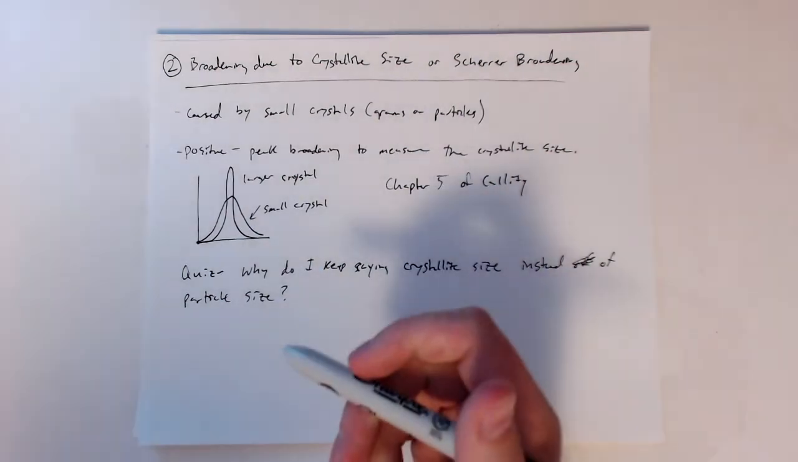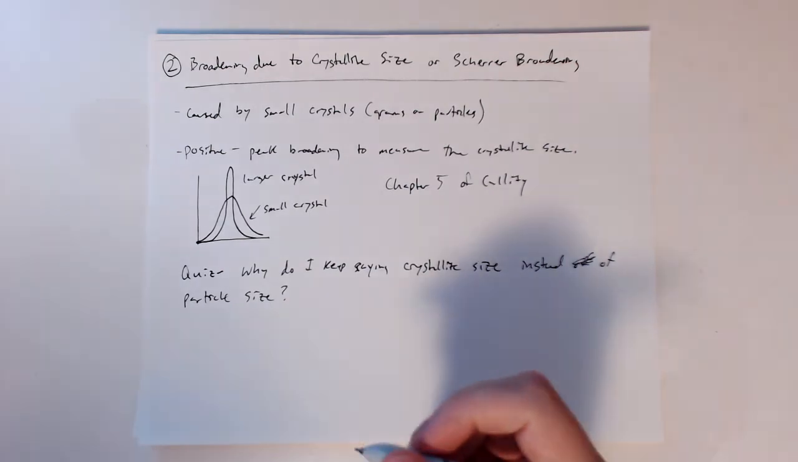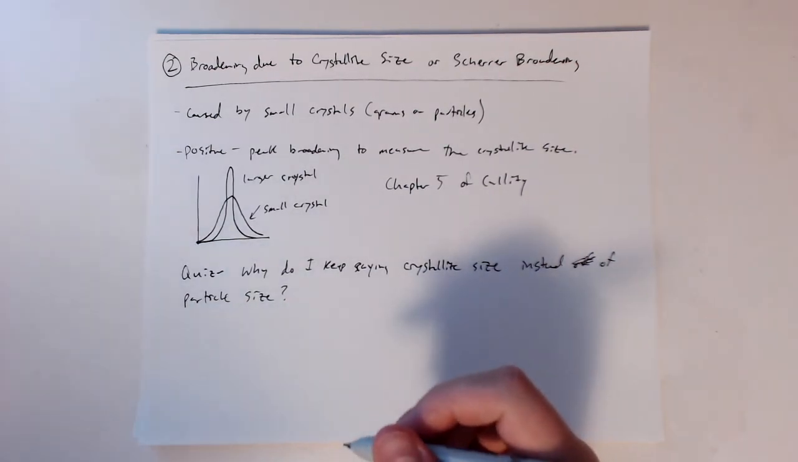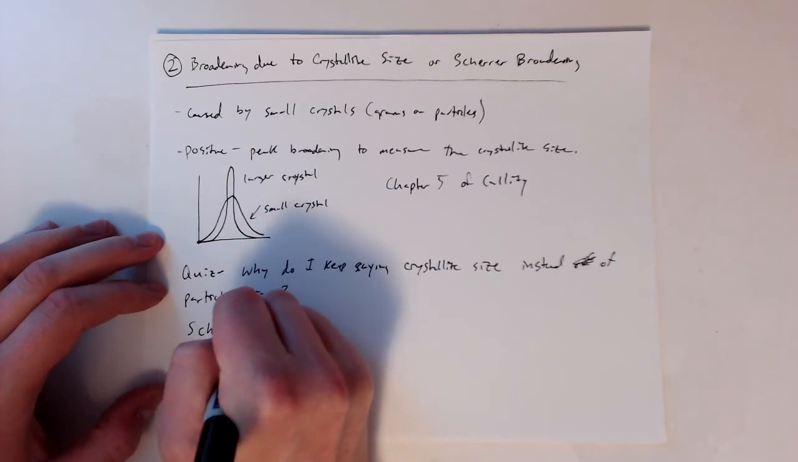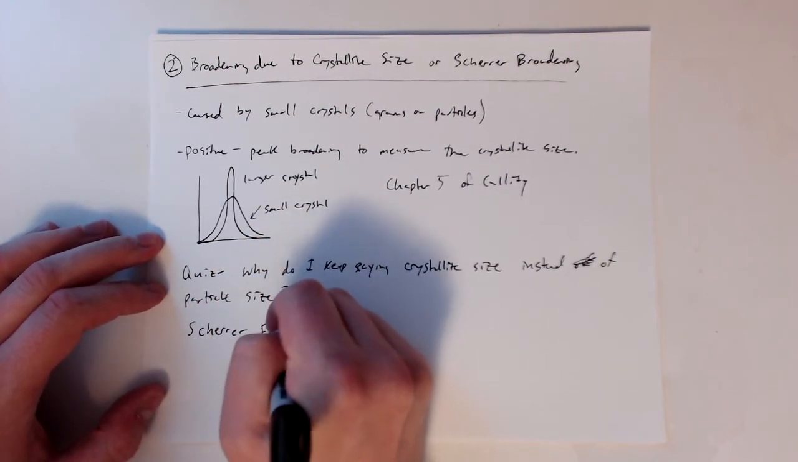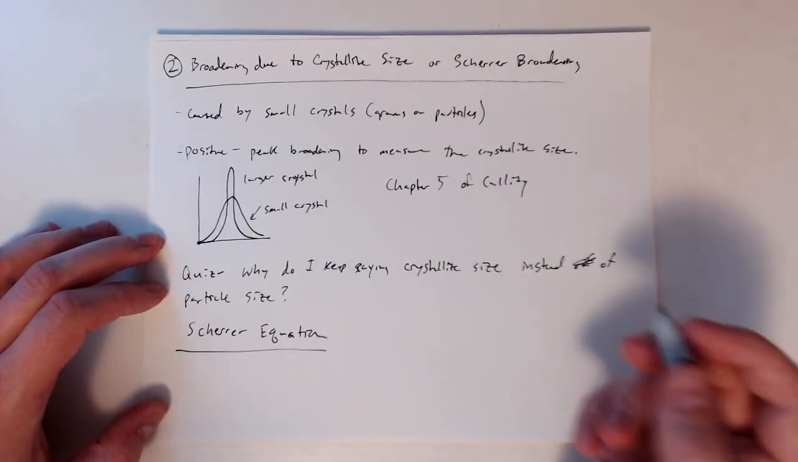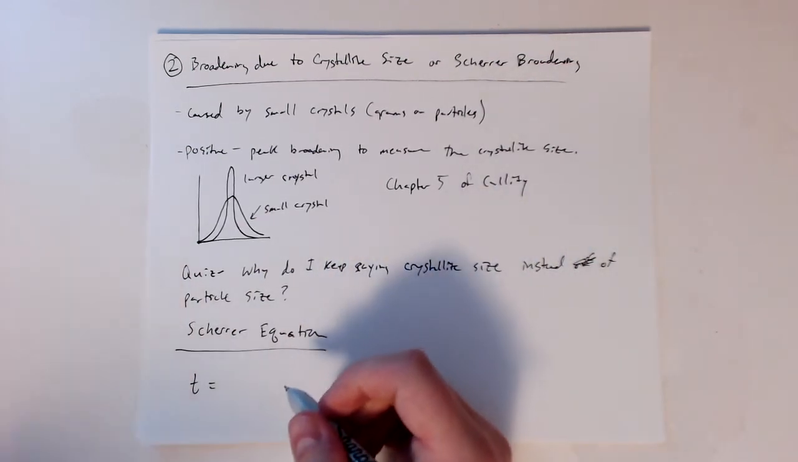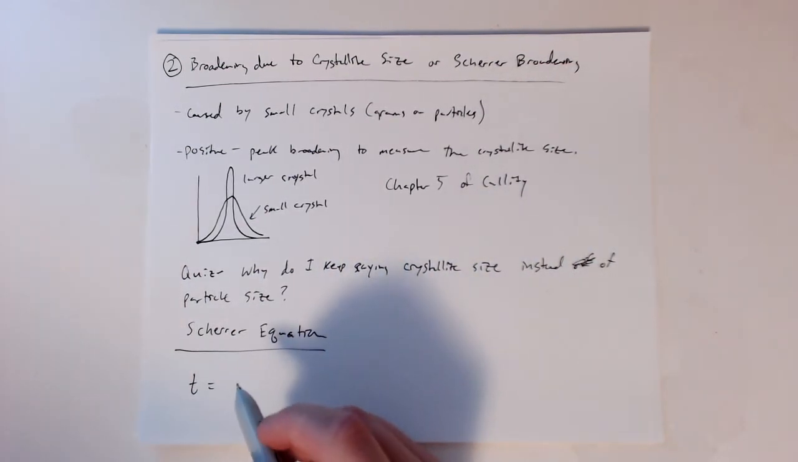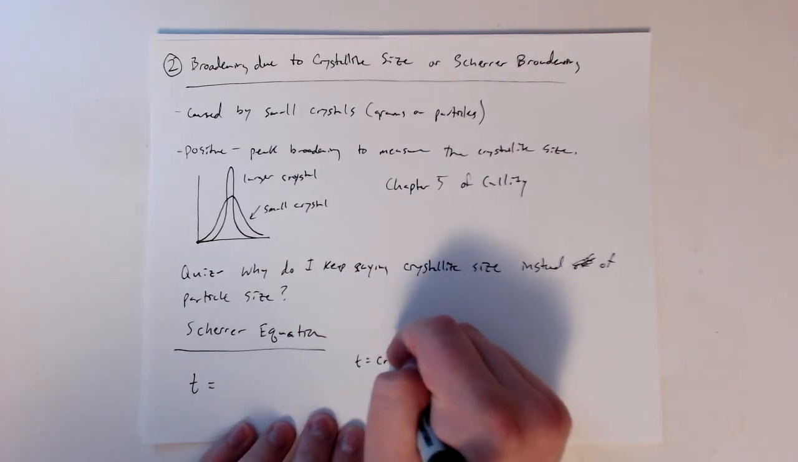All right, so I mentioned that we can determine the crystallite size using X-ray diffraction and using that broadening effect. The equation that we use to do that is called the Scherrer equation, and that's why we call it Scherrer broadening, if you remember from the naming. So this is the Scherrer equation. Depending on the reference that you use, you might see different terminology or different symbols, but we are going to use T as the crystallite size.